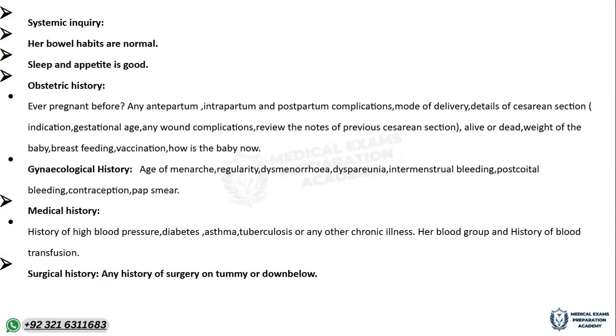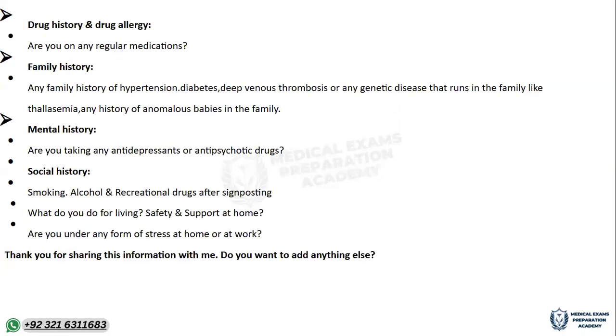And there is no past history of hypertension, diabetes, asthma, tuberculosis in herself or in her family. And there is no past history of blood transfusion, and she has no previous history of surgery on her tummy or down below. And she is not taking any medicine, and there is no history of drug allergy, and there is no family history of hypertension, diabetes, or deep venous thrombosis, and there is no family history of anomalous babies. And then she is a housewife, and she lives with her husband, and she has good support at home. Okay, in this way you will present your history.